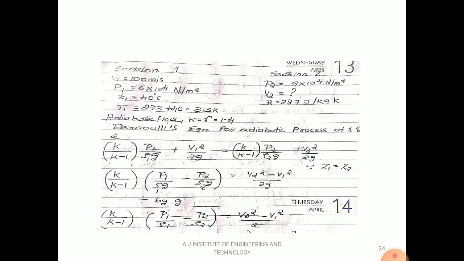So you can combine together, similar to the isothermal process, the P1 by rho 1 G term and the P2 divided by rho 2 G term, that is the pressure head. So K by K minus 1 into P1 divided by rho 1 G minus P2 by rho 2 G equal to V2 square minus V1 square divided by 2G. Just divide the entire expression by G. So K by K minus 1 into P1 by rho 1 minus P2 by rho 2 equal to V2 square minus V1 square by 2.